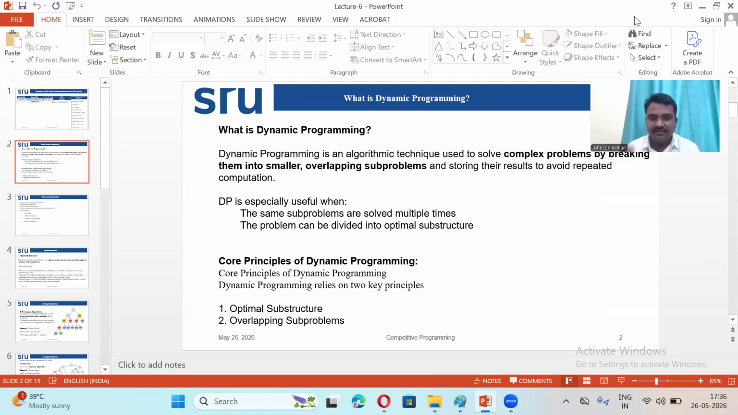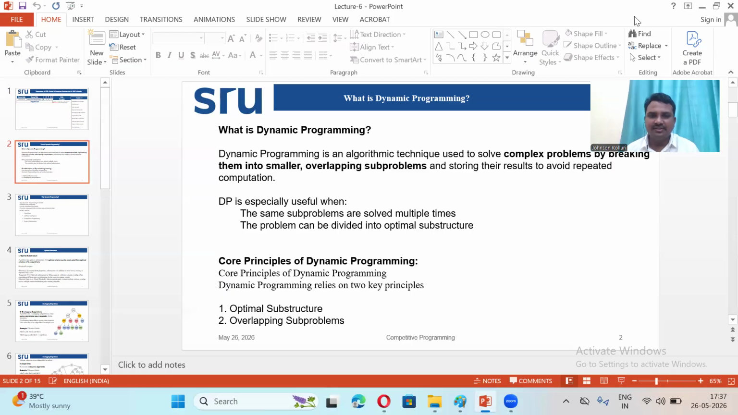Dynamic programming is an algorithmic technique used to solve complex problems by breaking them into smaller overlapping subproblems and storing their results to avoid repeated computations. The main purpose of dynamic programming is to avoid repeated computations, meaning there is no need to solve again and again. If you have solved a problem one time, that is correct, and there is no need to solve it again and again.